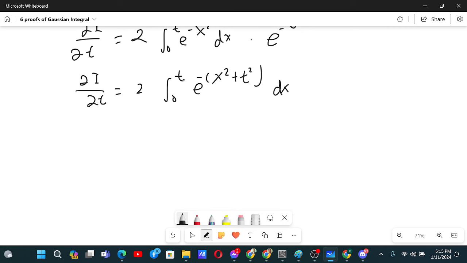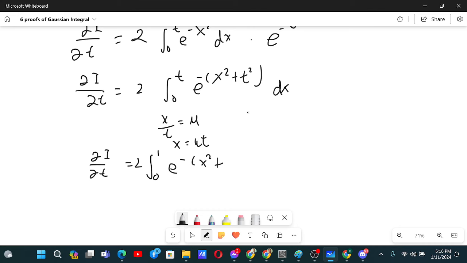Now to make this limit simpler, you can define x by t equals u, so x equals ut. If we define something like that, dI by dt equals 2 times the integral from 0 to 1 of e to the power minus x square plus t, which will be u square.